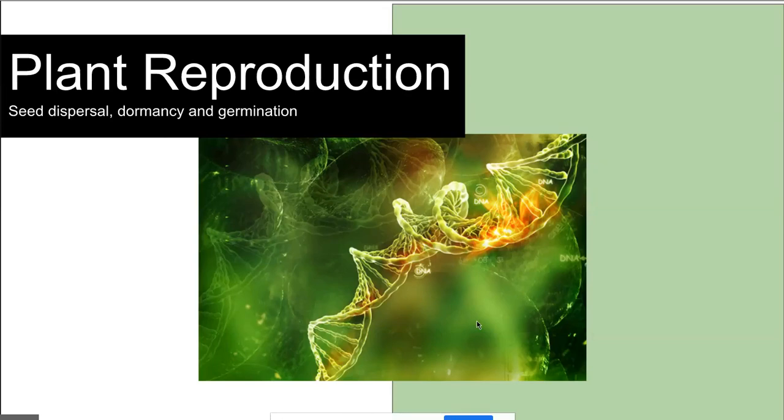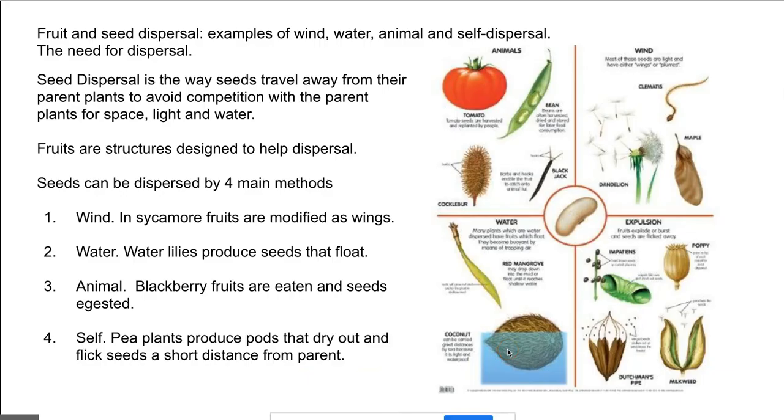Okay, this is the third video, where we're going to look at seed dispersal, dormancy, and germination. At this stage, the plant has formed a seed from the ovule, and there's a fruit surrounding the seed, which is made from the ovary. The seeds need to be dispersed.